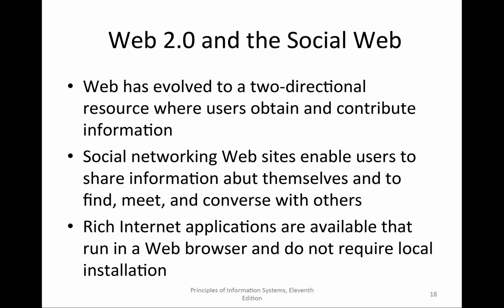Web 2.0 and the social web. The web has evolved to a two-directional resource where users obtain and contribute information. I would like to ask you a question here. Do you know the first social network site? You can search for it if you want, but it's classmates.com in 1995. And the reason behind it was to have a site where classmates can share information.